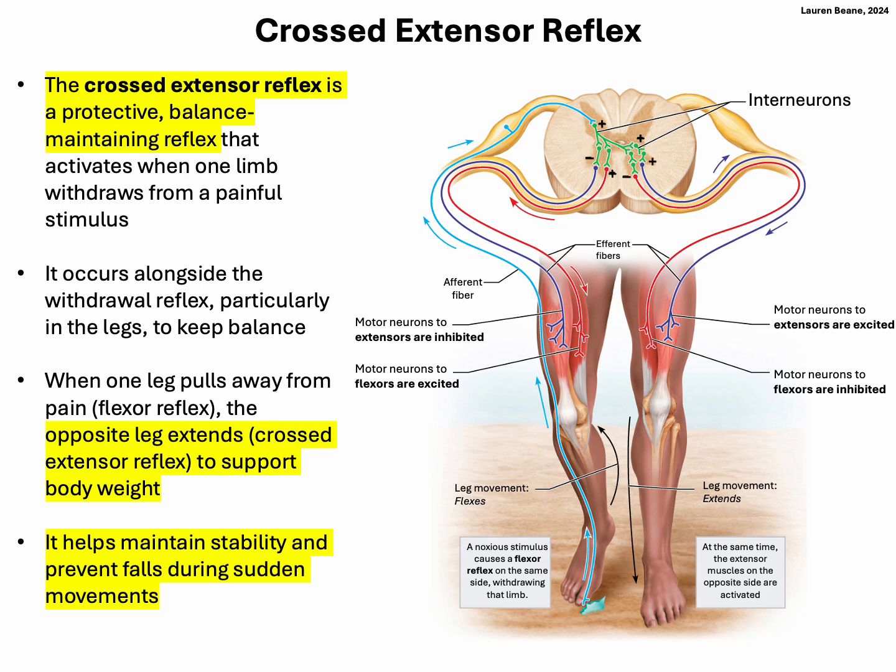Along with it, we have a crossed extensor reflex, which is protective, balance maintaining. It's going to occur alongside the withdrawal reflex, especially when we think about the lower extremities to maintain balance. So with this example here, say we're walking along the beach, we have our right leg here and we step on a piece of glass. We're going to have automatic withdrawal of that limb due to the painful stimulus, but we're also going to have crossed extension of the opposite leg to provide stability and to prevent falling over due to that sudden movement.